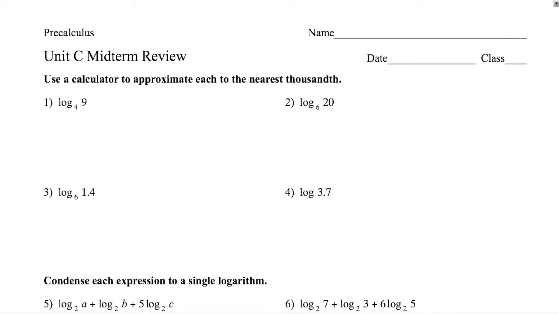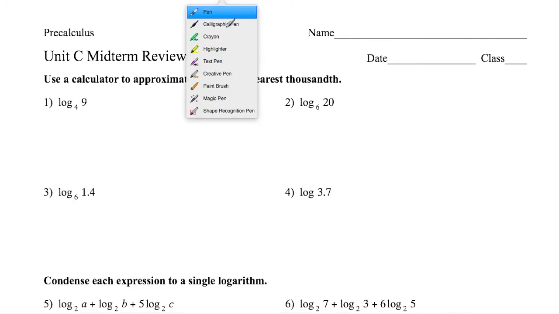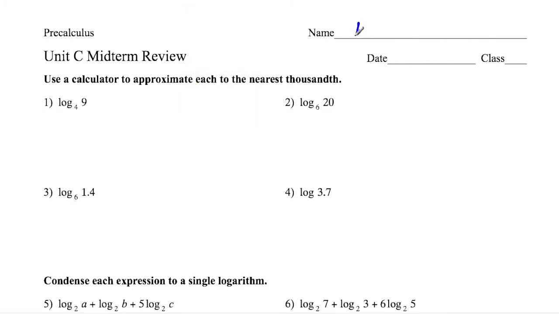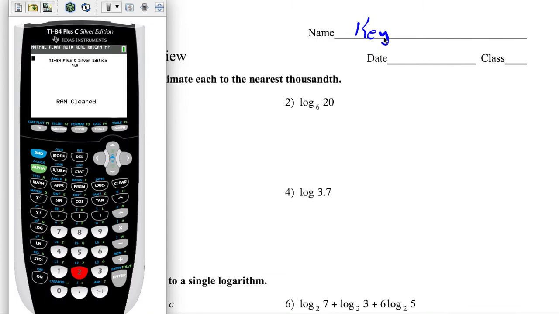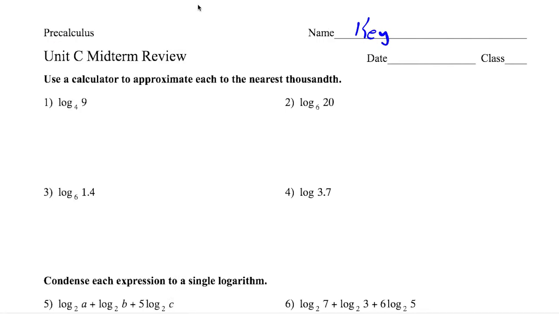Okay, so now we are reviewing Unit C for your midterm exam. Unit C was all about logarithms and exponentials. So what we need there is our calculator, so make sure your calculator is handy for these questions. For this, we want to evaluate log base 4 of 9 with our calculator.